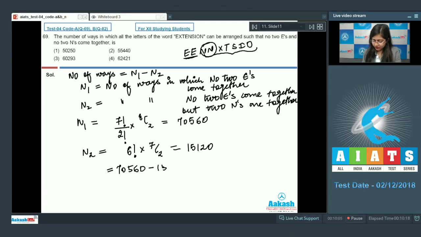So, the required number of ways will be equal to 70560 minus 15120, which will be equal to 55440. That is, the correct answer will be option number 2.